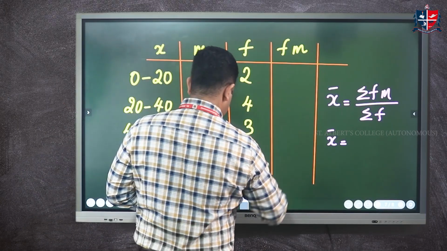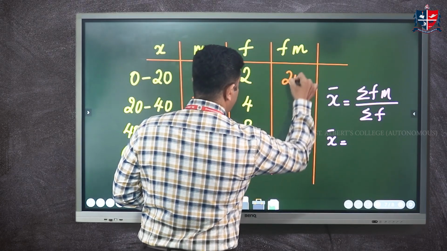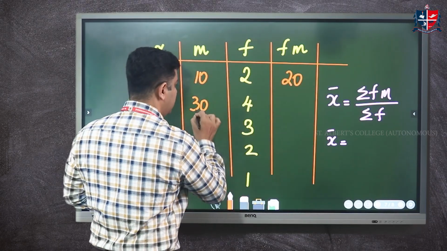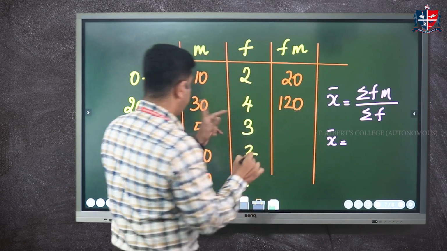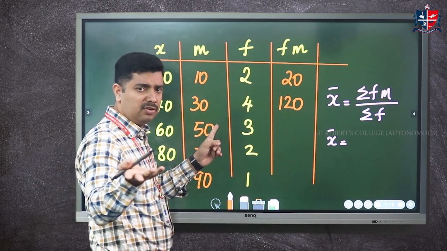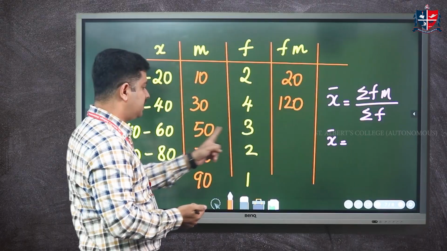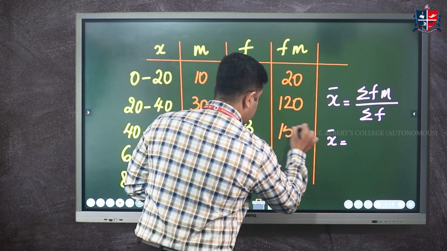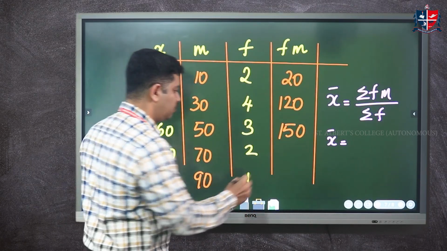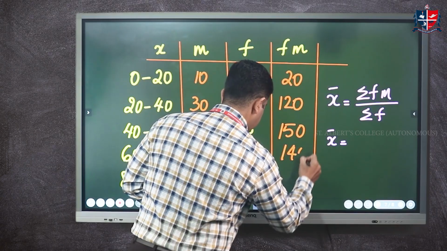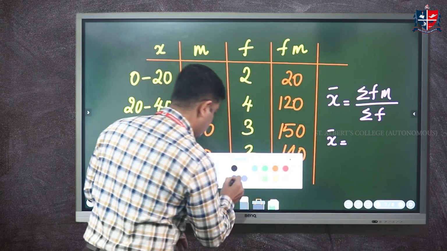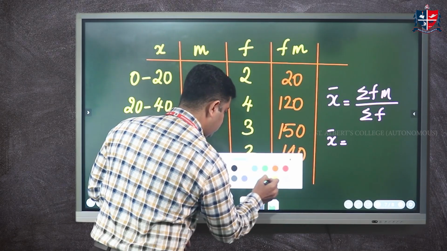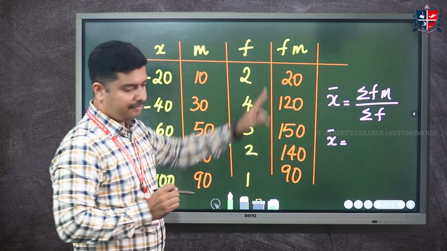10 into 2 is 20. 30 into 4 is 120. Use a calculator if you can't. 50 into 3 is 150. 70 into 2 is 140. And 90 into 1 is 90. So you just now understood how to find the FM.